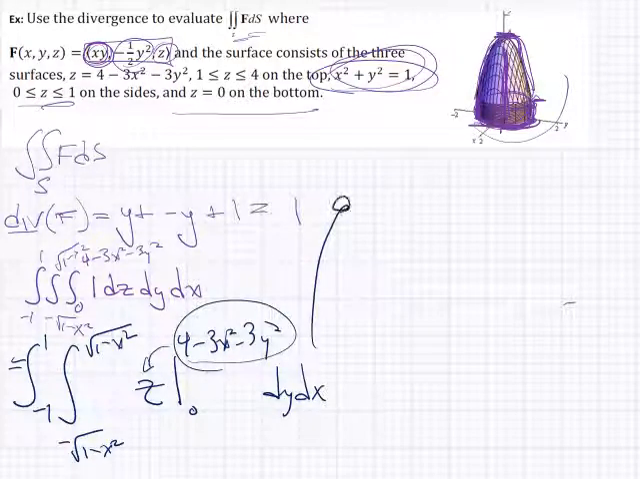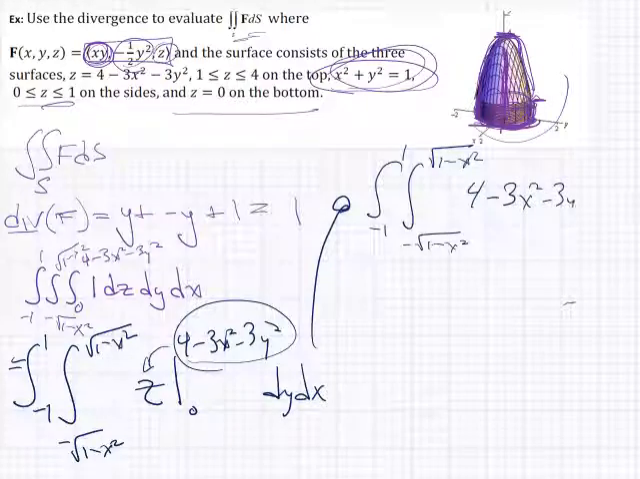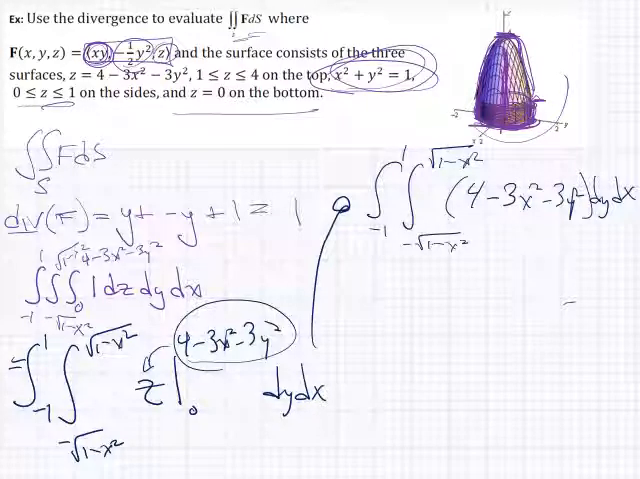So now I'm at this double integral, negative 1 to 1, negative square root of 1 minus x squared, positive square root of 1 minus x squared, and I have 4 minus 3x squared minus 3y squared, dy dx. Now, like I said, I can choose to continue down this road of y and x. Or at this point, I could switch this remaining double integral to polar coordinates.